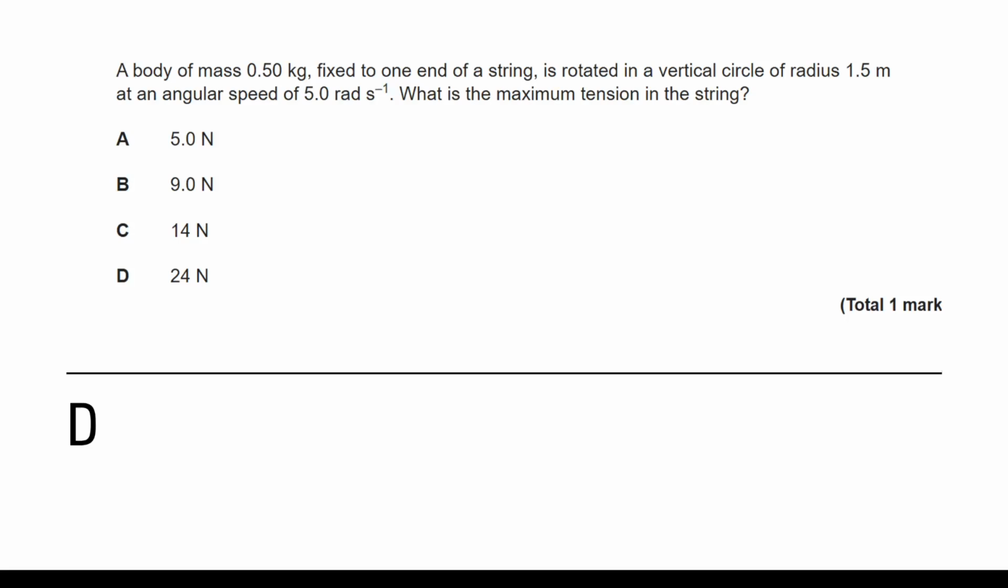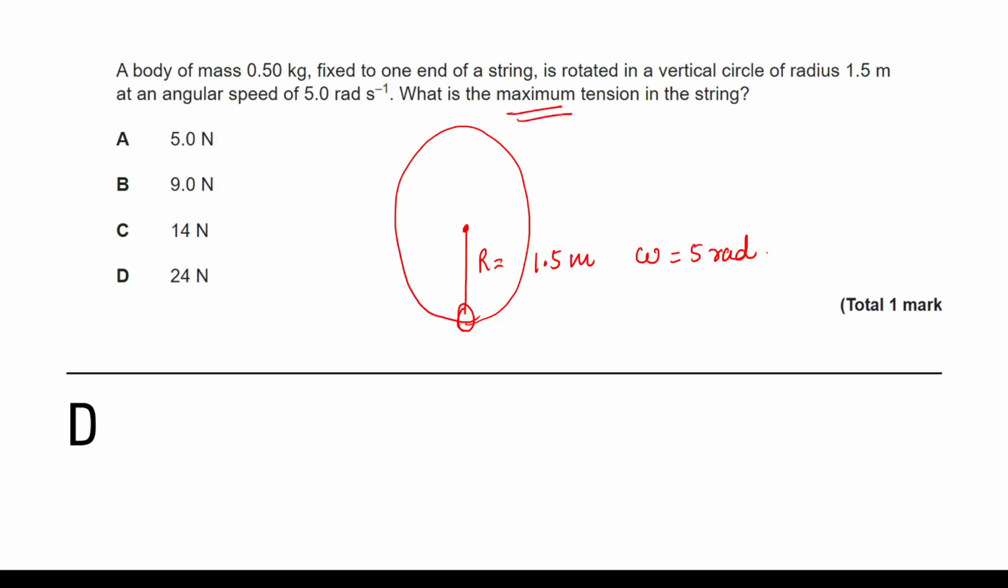Okay, let's do this one. I don't know why I have the answer written here, but let's just go ahead, pause it, and try to do it yourself. You've got the answer written here, try to get that answer now. So you have a body of mass 0.5 kg fixed to one end of a string, rotated in a vertical circle. Okay, that's not bad. Radius 1.5 meters. Omega is 5 radians per second. Maximum tension.